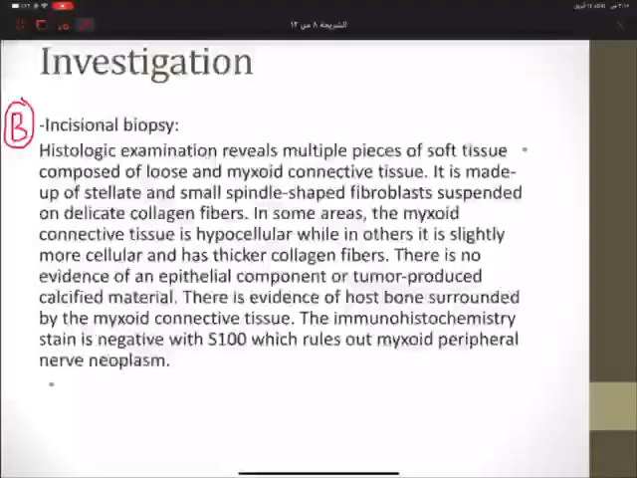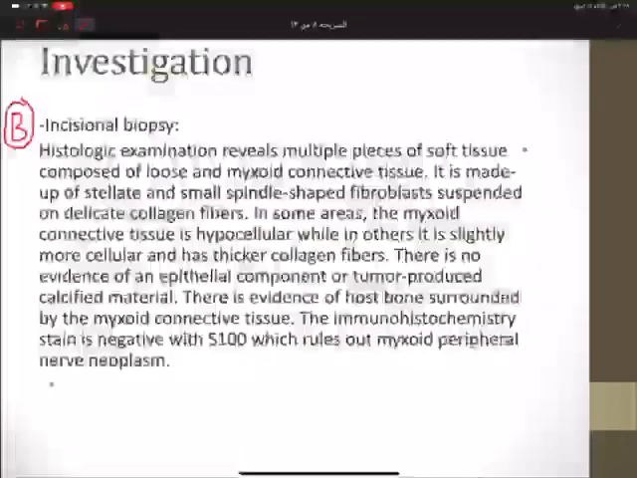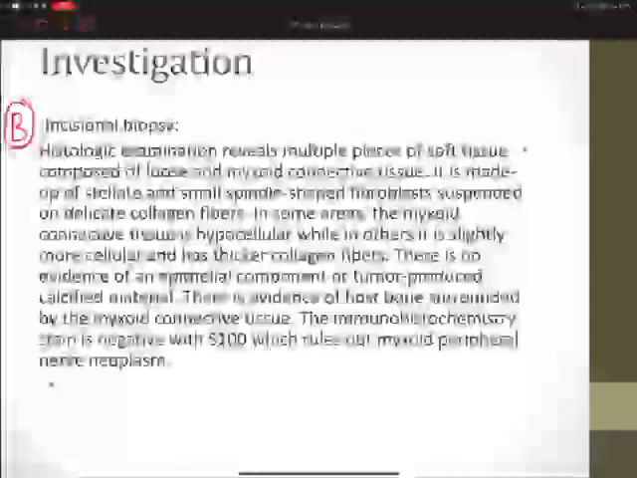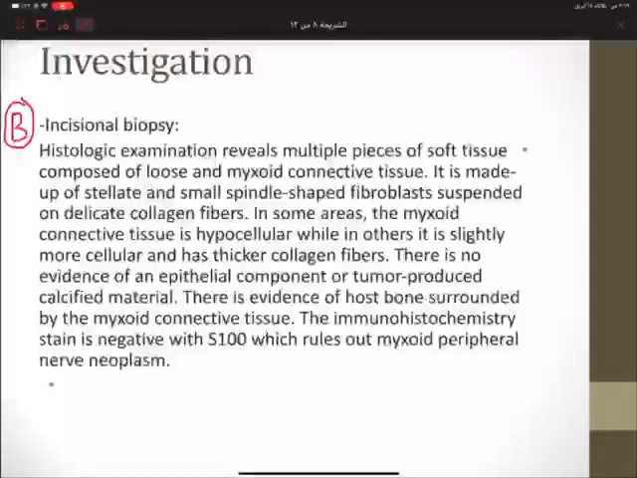Okay. The second part of the investigation was the histological examination. We took an incisional biopsy and that revealed multiple pieces of soft tissue composed of loose and myxoid connective tissue. It is made up of stellate and small spindle-shaped fibroblasts suspended in delicate collagen fibers. In some areas, the myxoid connective tissue is hypocellular, while in others it is slightly more cellular.